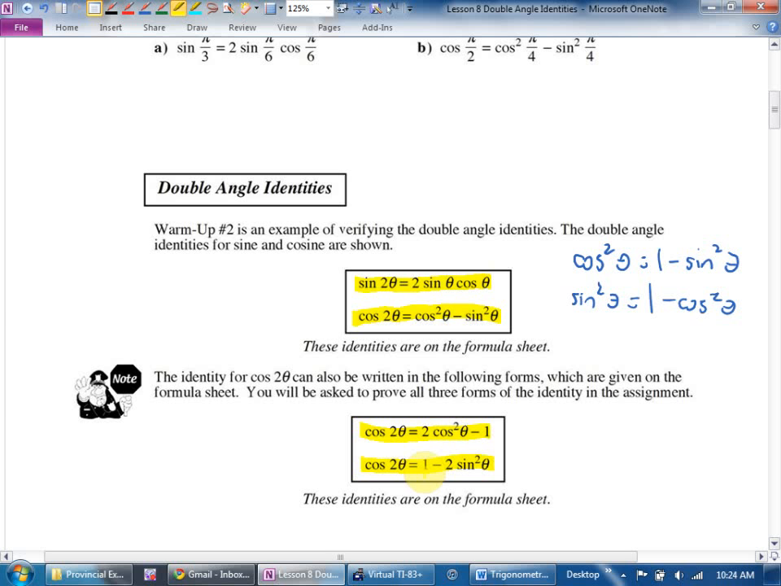So those identities are on your formula sheet. They're the double angle identities. I'm not going to prove them right now. They are actually really easy to prove. It's two lines, but you have to have the sum and difference identities to do it. Let's use them. Turn the page.